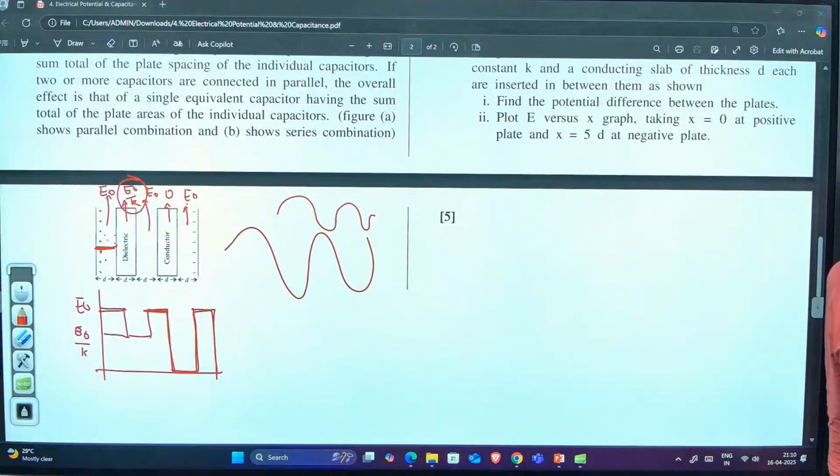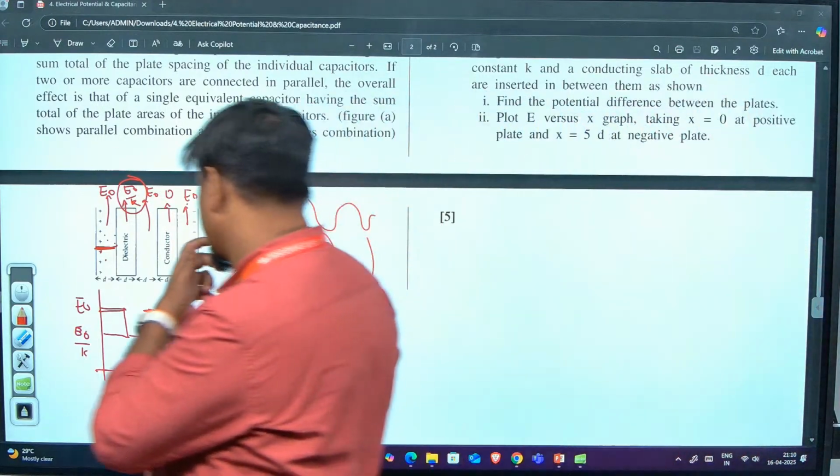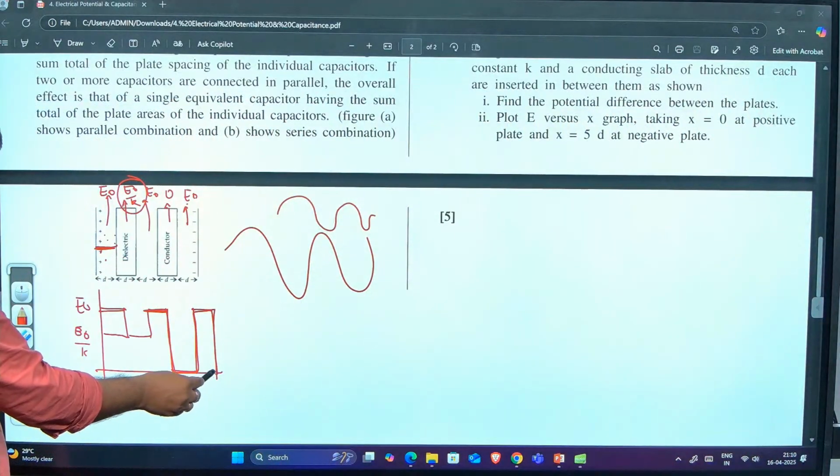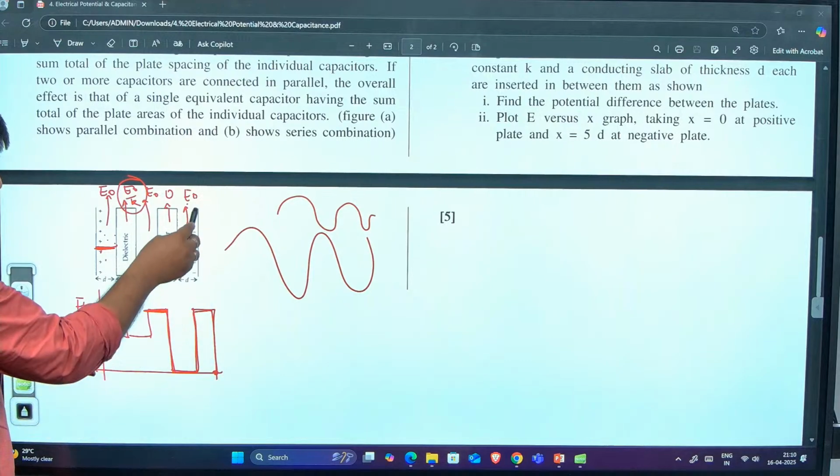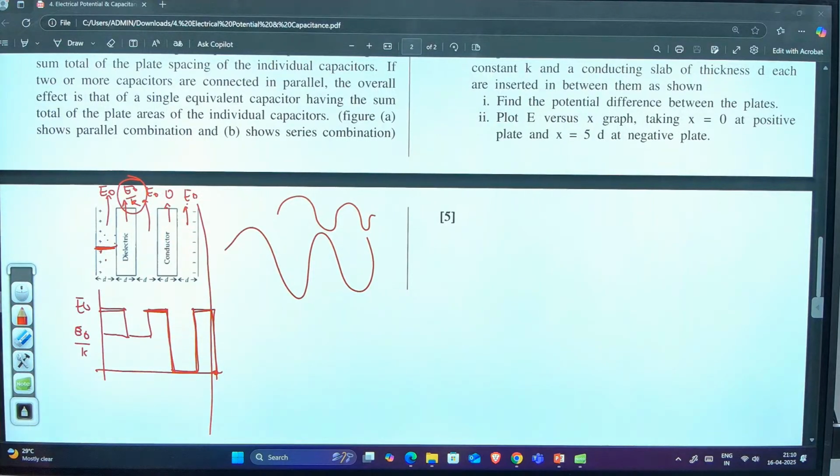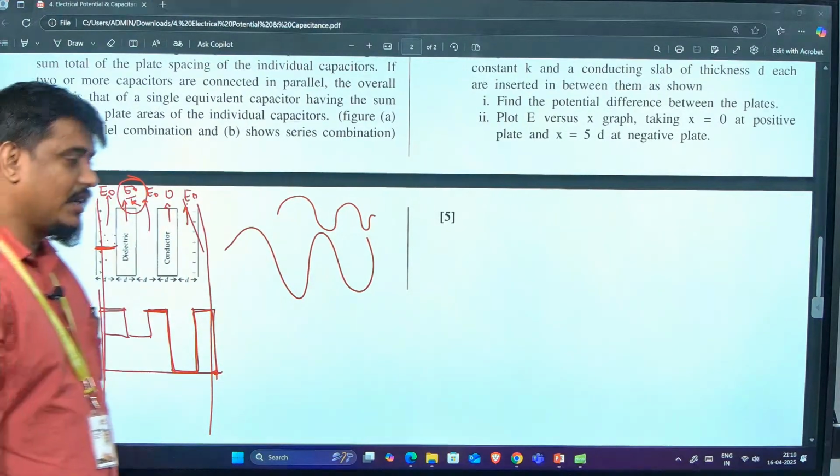Tell me, Pratap. Can we stop with the E naught or it should end at 0 only? Where have I ended? Yes, sir. Yeah, you should, because the plate is ending here, no, yaar? Okay, sir. Fine. I have drawn from the starting of the plate to the ending of the plate. Understood? Okay, sir. Yes, sir. I hope it is clear.